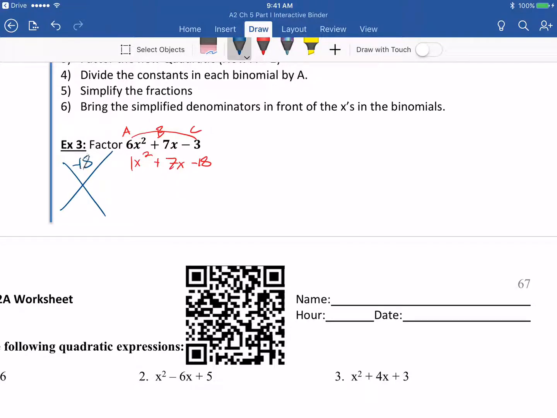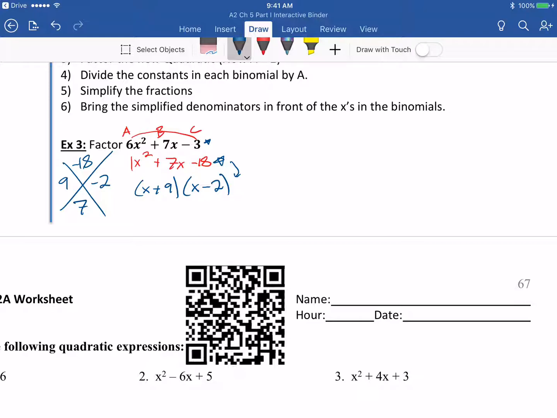So I'm going to go negative 18 and 7. Two numbers that multiply to negative 18 and add to 7 are going to be 9 and negative 2. So now this turns into x plus 9 and x minus 2. This factored turns into this. But that's not what I was asked to do. I was asked to factor this one.